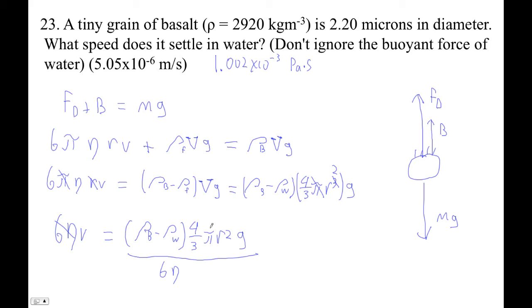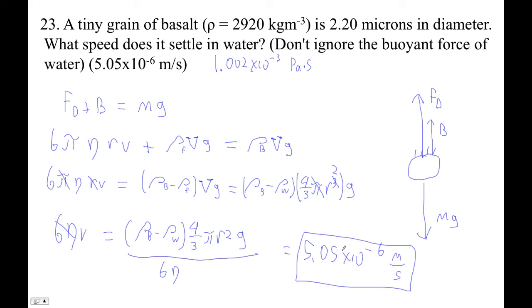Oh yeah, you know what? I put in the 2.2 as the radius, but that's the diameter. So second entry. Let's go back up here. It's really 1.1. Here we go. Hold on. 1.1. Please work. Oh yeah, there we go. So the velocity is 5.05 times 10 to the minus 6 meters per second.